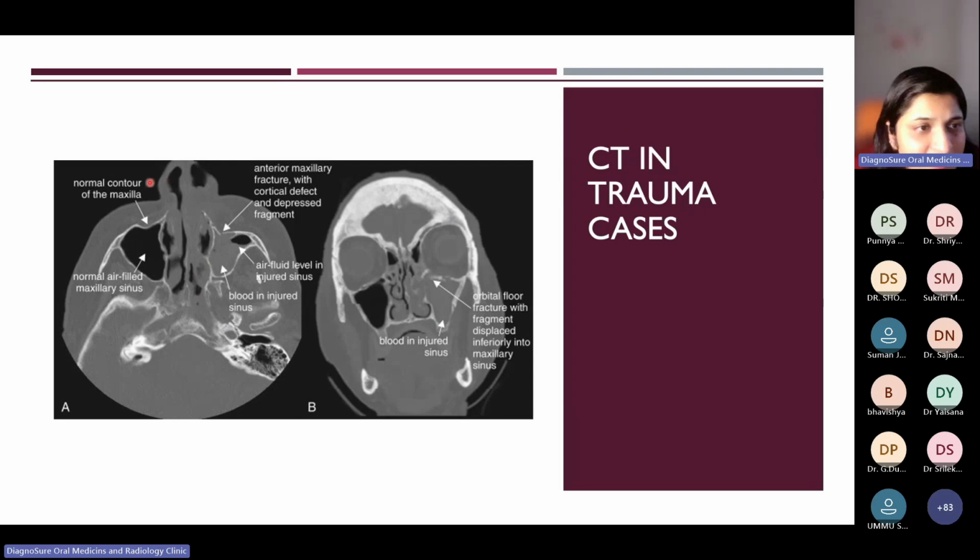Now, if we see this image, this is a fracture case where we can see an anterior maxillary fracture. This is the sinus. We can see an air-filled sinus, which is generally the normal sinus. And here we can see radiopacity caused because of blood. And here in the coronal plane, we can see the orbital floor is fractured and displaced inferiorly. Again, the blood in the sinus.